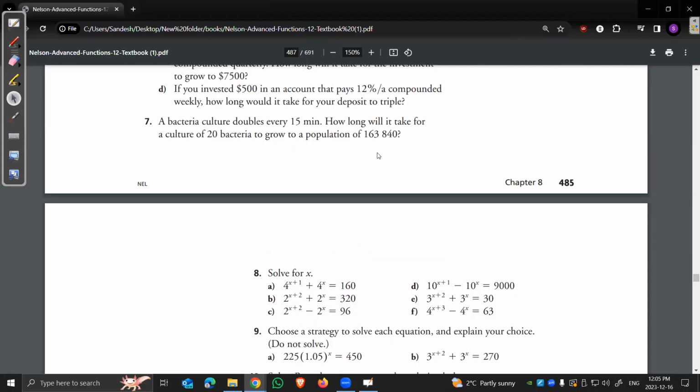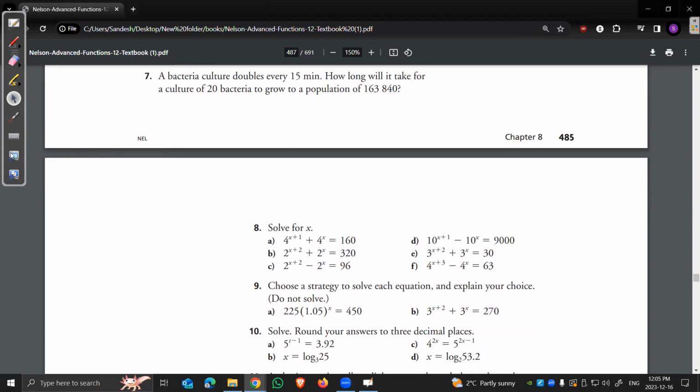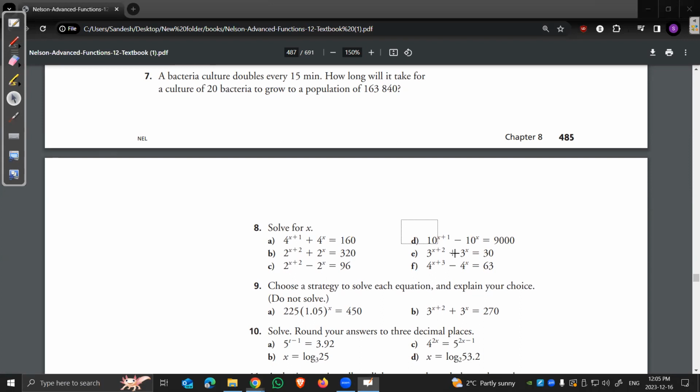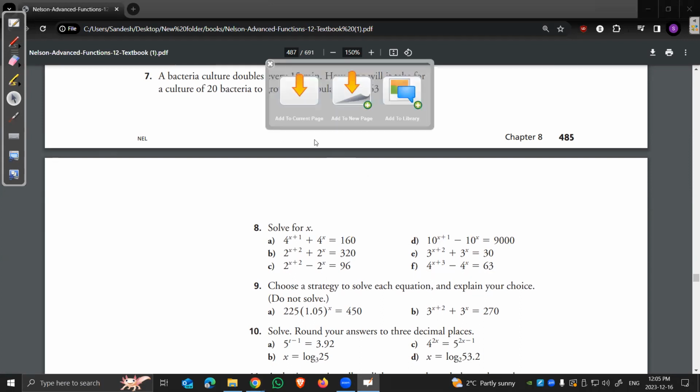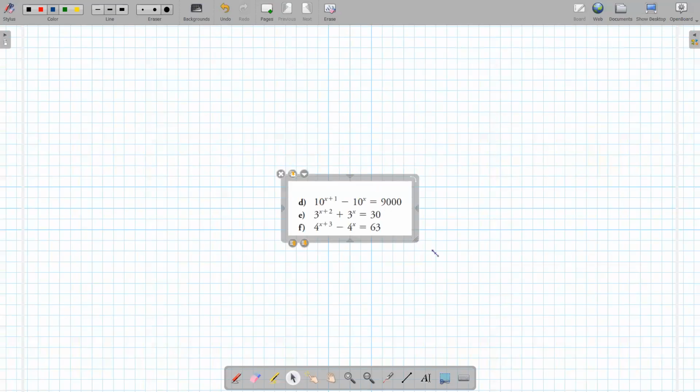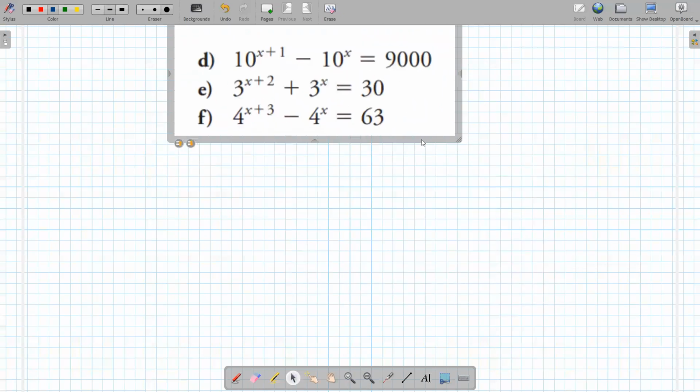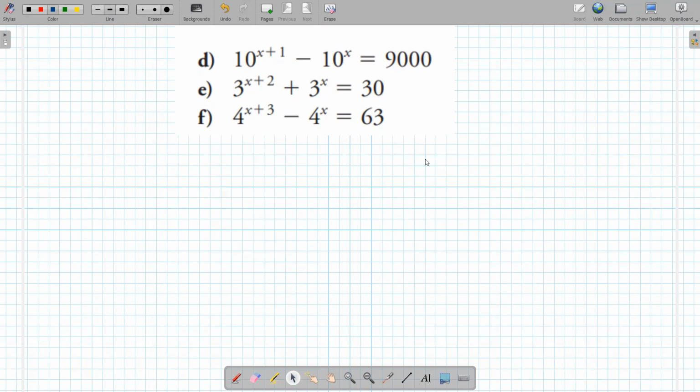Alrighty, so we were doing some log stuff. We've been doing that for a couple of weeks. We will just pick it up right there. The goal here for all of these is to solve for x. Notice how the x is in the exponent. So that means we have to do something with that exponent.